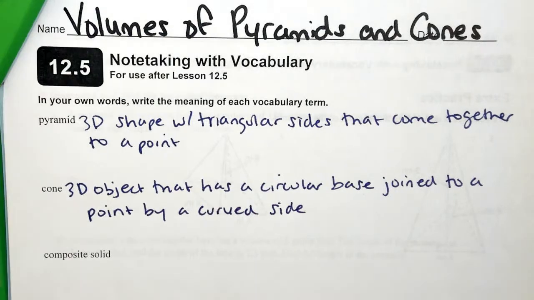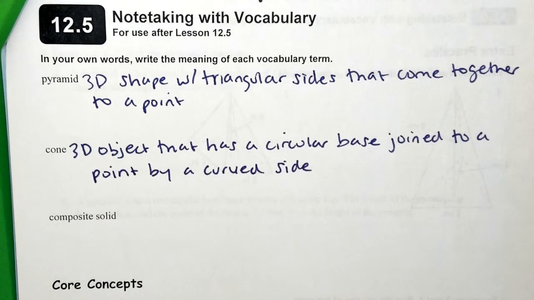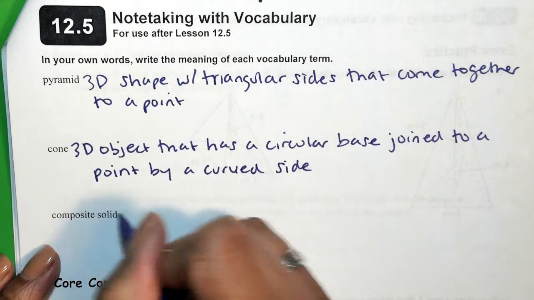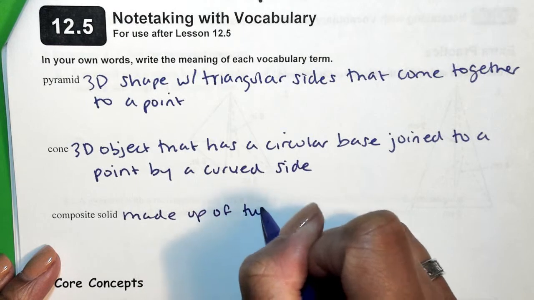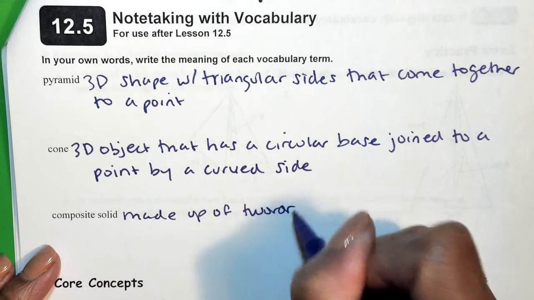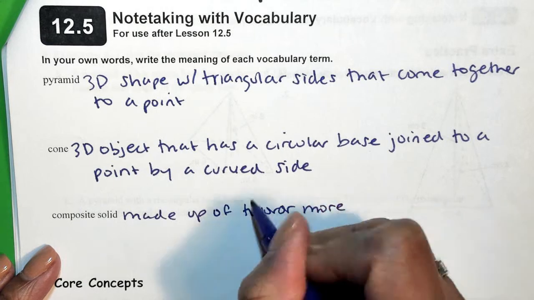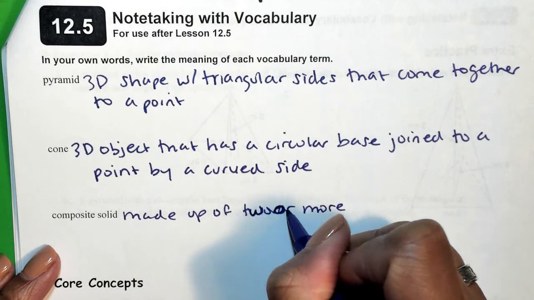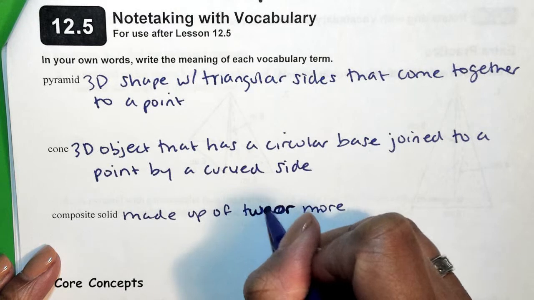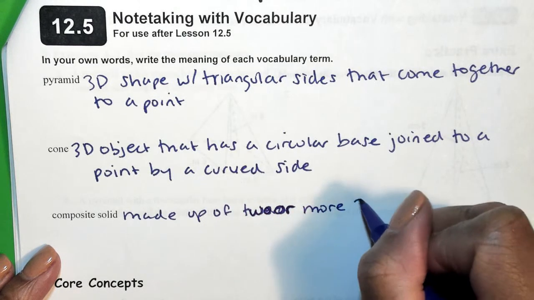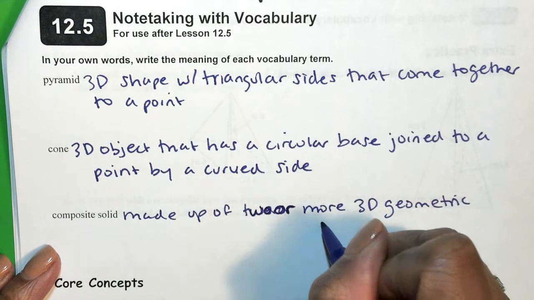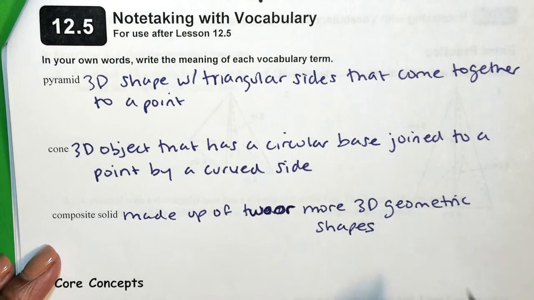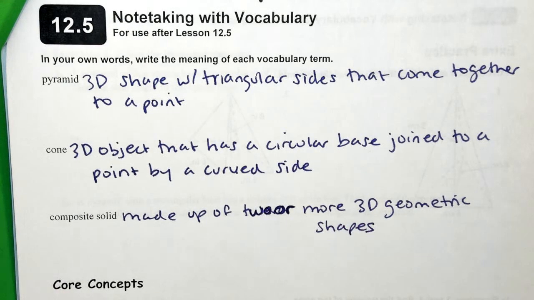And our last definition is a composite solid. And these are solids that are made up of two or more (3D) geometric shapes. So those are our three definitions for 12.5: pyramid, cone, and composite solid.